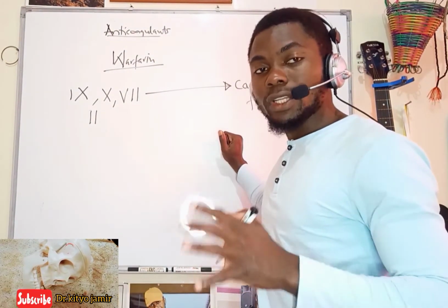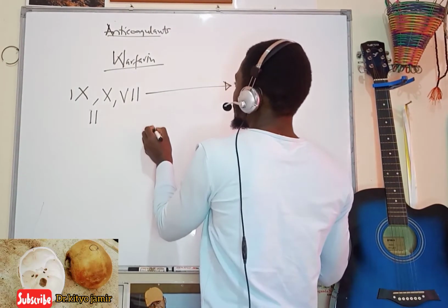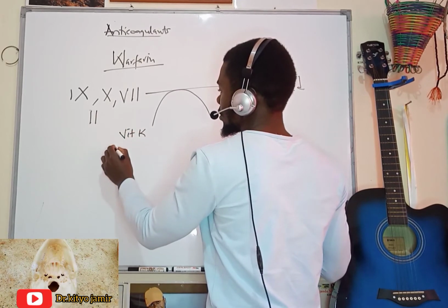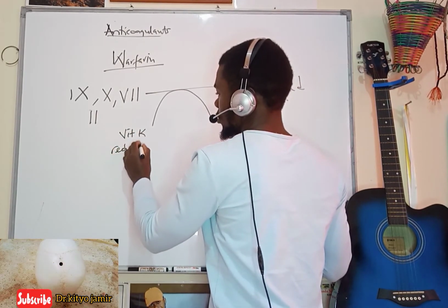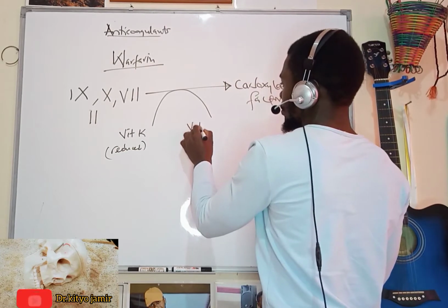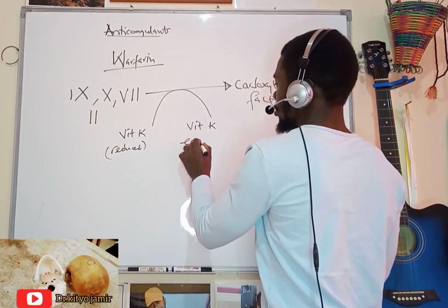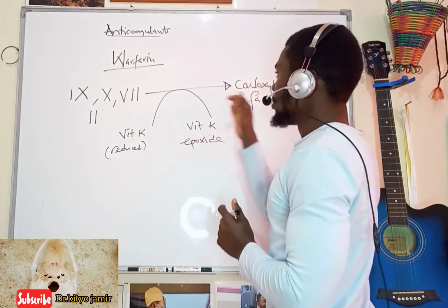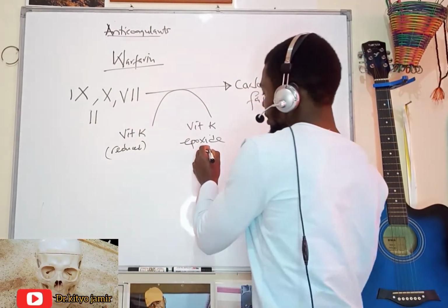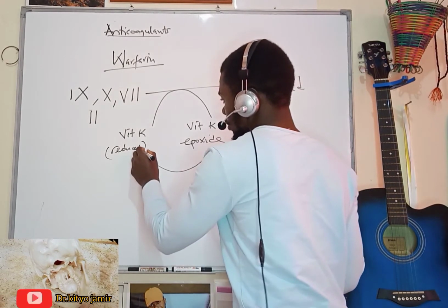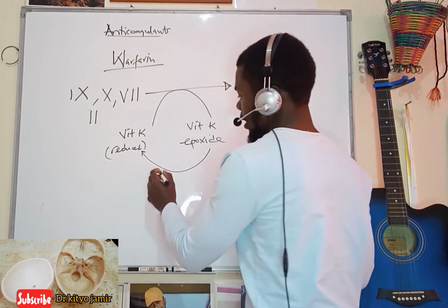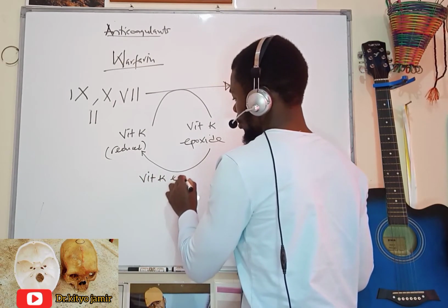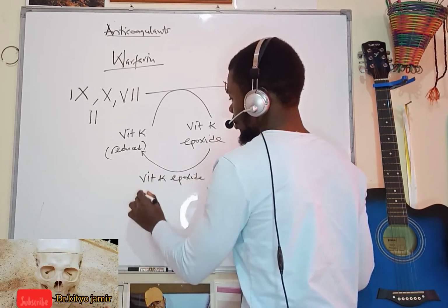And what happens? We are going to have reduced vitamin K being converted into vitamin K epoxide. And after the carboxylation of these factors, this vitamin K epoxide is going to be converted back to reduced vitamin K by the enzyme vitamin K epoxide reductase.